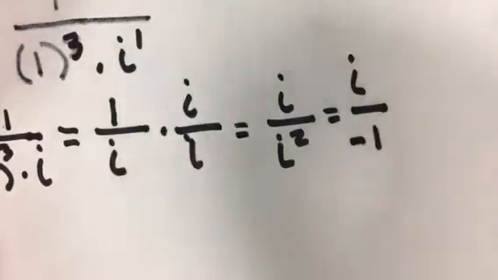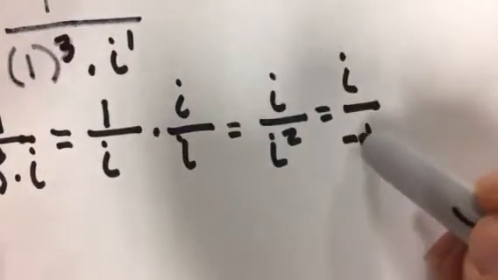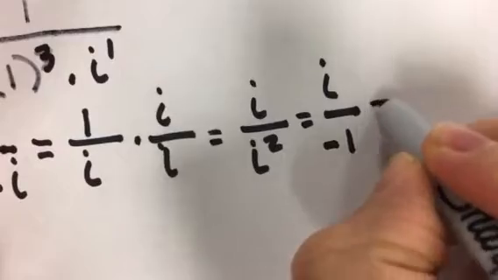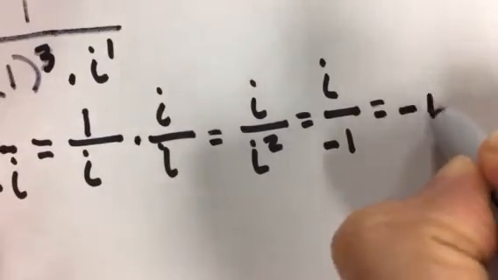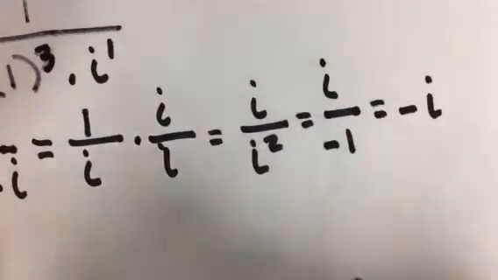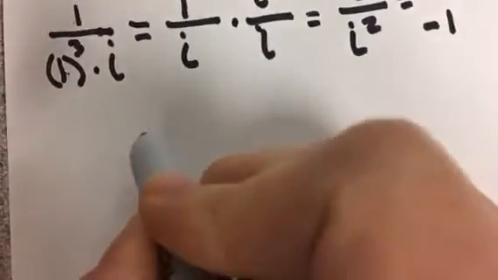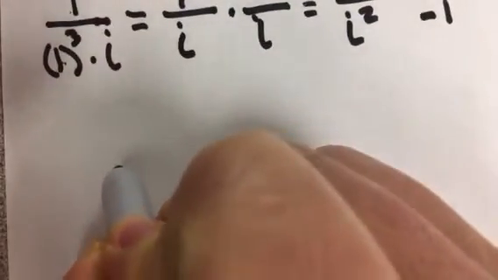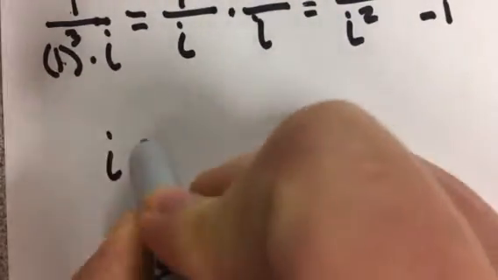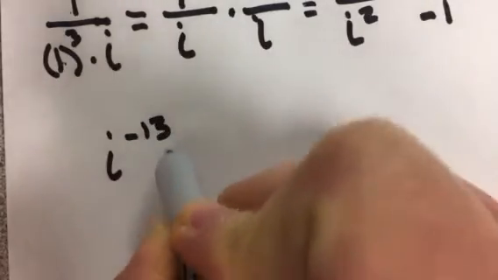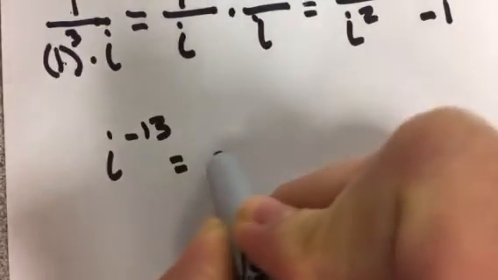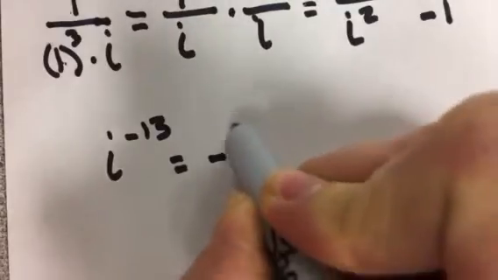And what's i divided by negative 1? It's negative i. Thus, our original problem, which was i to the negative 13th, is equal to negative i.